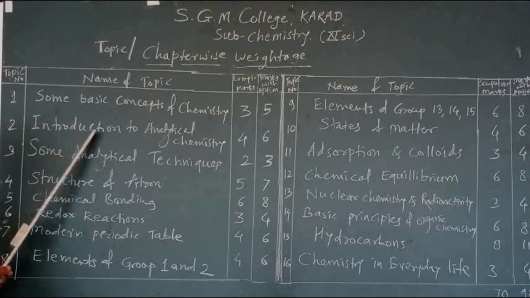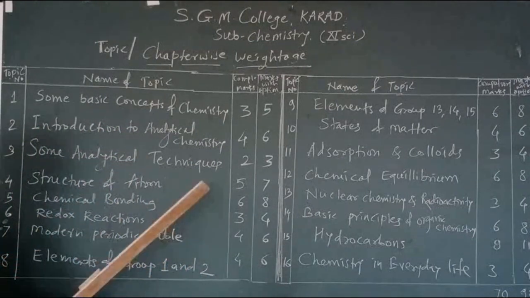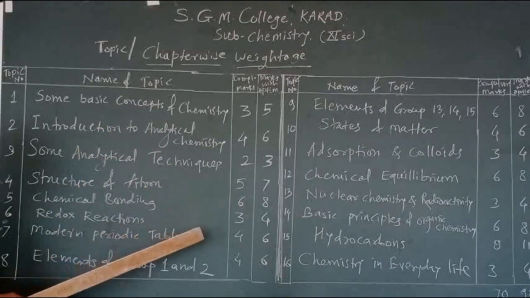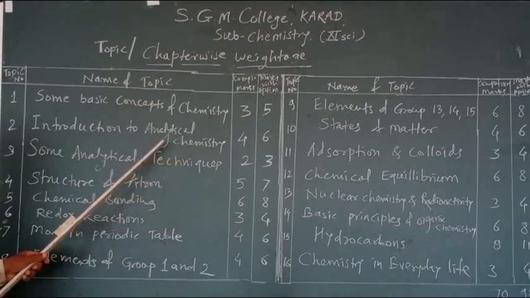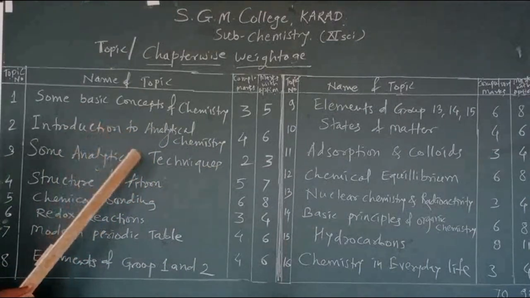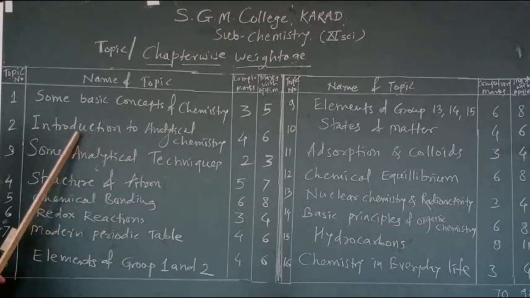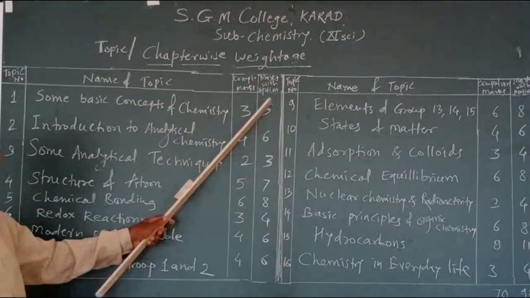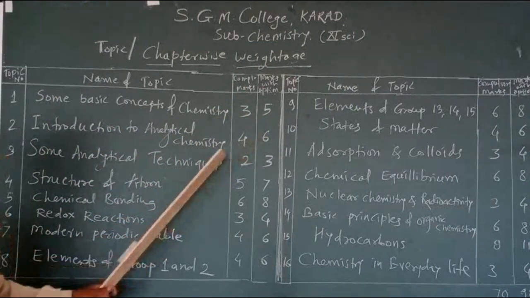The second topic is introduction to analytical chemistry. In this topic, we have to study molecular formula, empirical formula, qualitative and quantitative analysis, and concentration of solutions. So this is the second topic. This carries compulsory marks 4 and with option 6 marks.